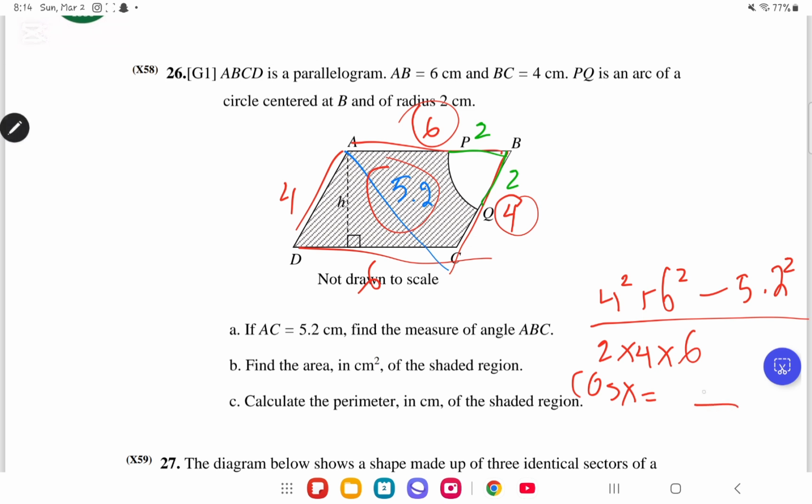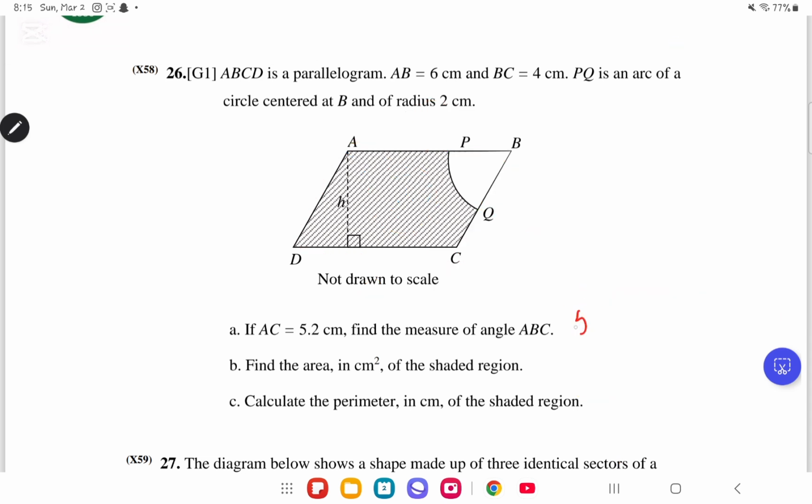You're going to get 13 over 25. So the angle x is shift cosine 13 over 25, which is approximately 58.7 degrees. So we found that this is 58.7 degrees. Now, they need us to find the area in centimeters squared of the shaded region. Very simply, to do that, we're going to find the area of the parallelogram minus the area of the sector.